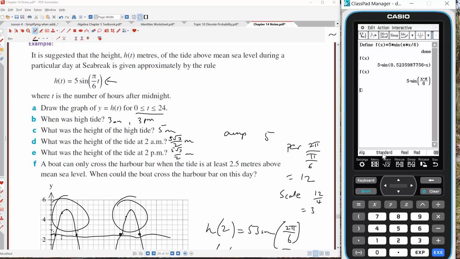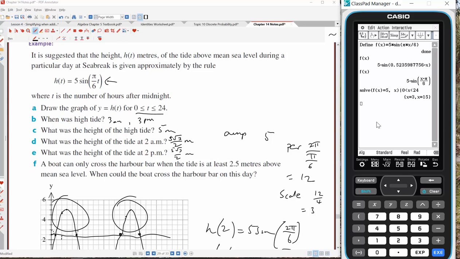Looks good. Okay, so when was high tide? What we would do for high tide is solve f(x) equal to 5, which is the high tide from the graph, solving for x. Because it's a trig function, I need to give it a domain between 0 and 24, so over the first 24 hours. And we've got 3 and 5.